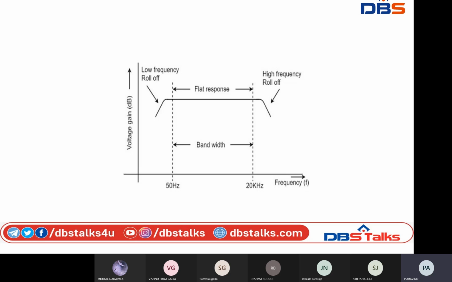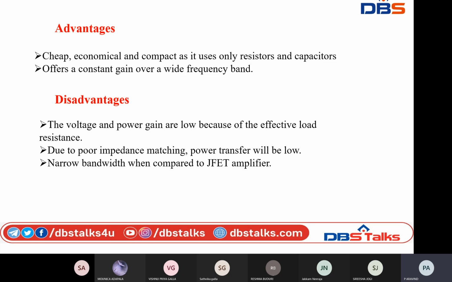Coming to the advantages of the RC coupled amplifier: it is cheap, economical, and compact, as it uses only resistors and capacitors. In RC coupled amplifiers we use resistors and capacitors in order to couple these stages, so these are cheap and economical. And the second one is that it gives a constant gain over a wide range of frequency band.